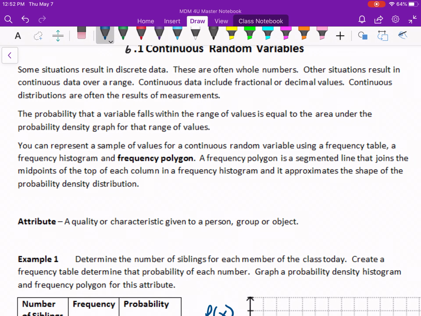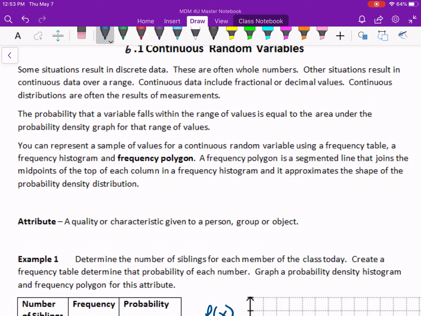Some situations result in discrete data. These are often whole numbers. So the number of people in a class: 1, 2, 3, 4, 5, etc. Those are all discrete. We can count things that are discrete. Other situations result in continuous data over a range. Continuous data include fractional or decimal values. Continuous distributions are often the results of measurements.